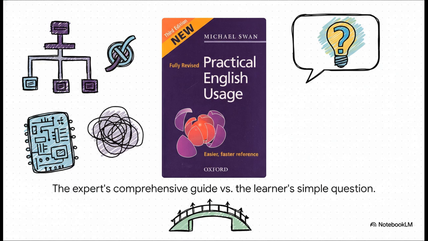Okay, so on one side, you've got the source of all knowledge, right? A super dense grammar guide like Michael Swan's Practical English Usage. It's academic, it's perfect, it's technically correct. And on the other side, you've got a student with a simple, honest question. So, how on earth do you connect those two worlds?